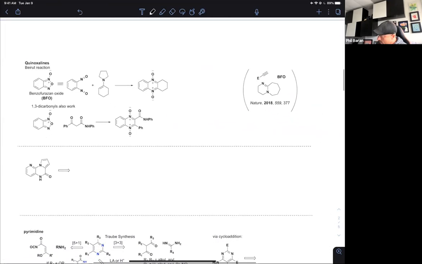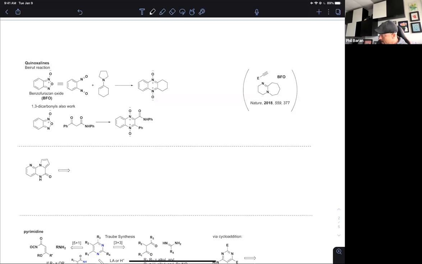So quinoxalines, what happens when you take a pyrazine and simply append an aromatic to it? We just saw how one could do this a second ago, but here's another miscellaneous reaction that bears repeating, or at least explaining, because you do see it quite often, and it can be useful in certain contexts. It's named the Beirut reaction because it was actually discovered in Beirut.